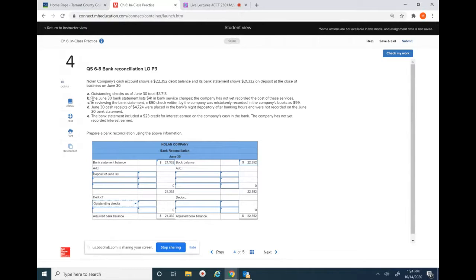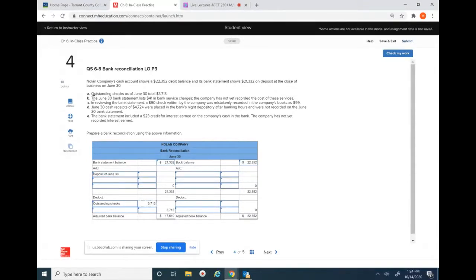So in this case, the outstanding checks are $3,713. I know that this is a subtraction from our previous discussion, 3,713. This reduces the adjusted bank balance. I can also skim the rest of the information. I'm looking for deposits in transit.